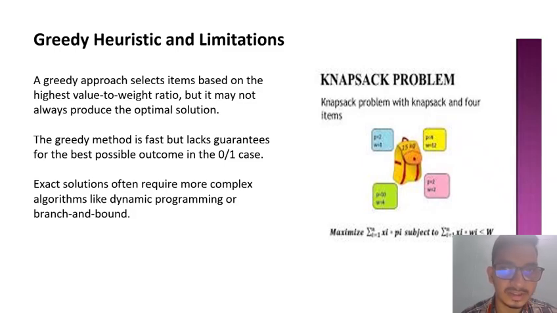Greedy, heuristic, and limitations. A greedy approach selects items based on the highest value to weight ratio, but it may not always produce the optimal solution. The greedy method is fast but lacks guarantees for the best possible outcome in the 0/1 case. Exact solutions often require more complex algorithms like dynamic programming or branch and bound.